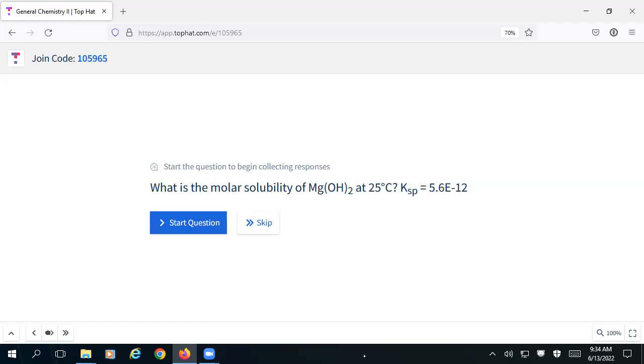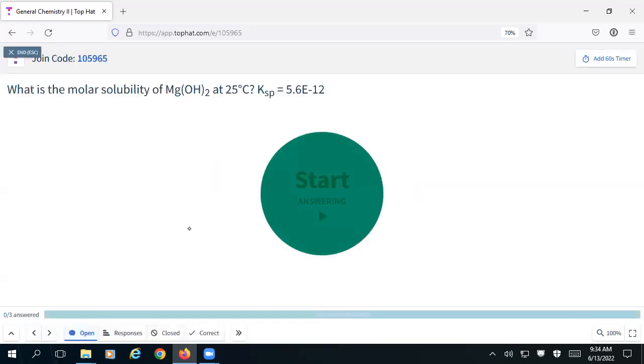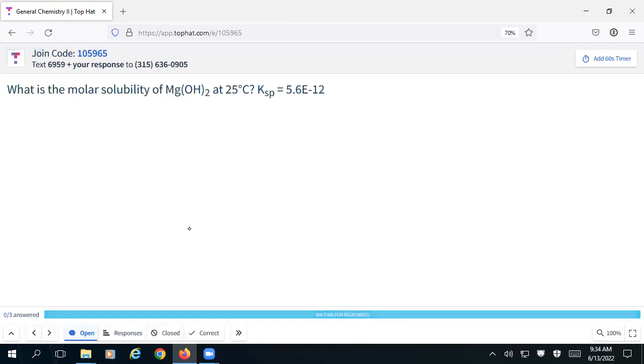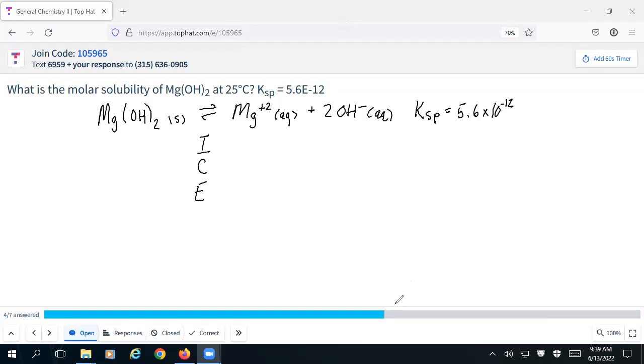All right. Let's see how you're doing here. What is the molar solubility of magnesium hydroxide at 25 degrees Celsius? KSP for magnesium hydroxide is 5.6 times 10 to the negative 12th. Let's take a couple of minutes and work on that, and we'll come back and see how we're doing. All right, looks like most of you are on the right track, if not all of you.